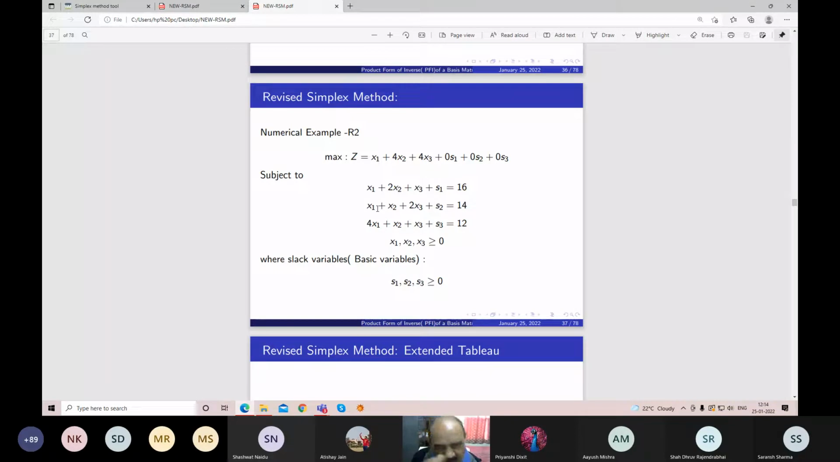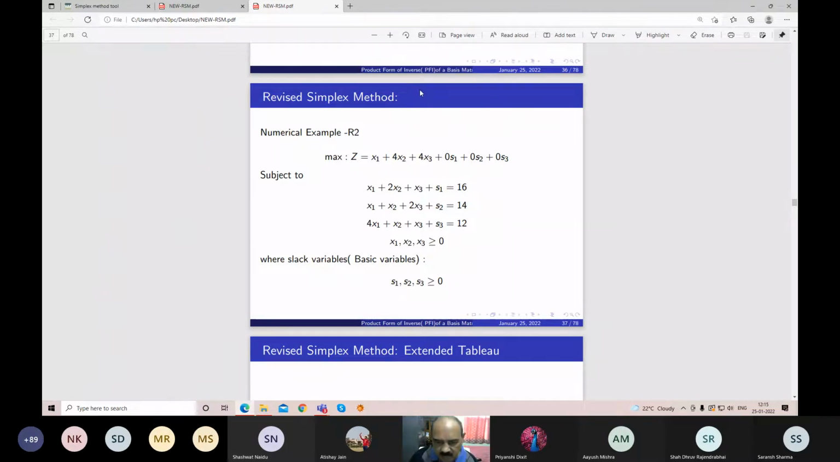If instead of maximum it is minimum, then 0, 0, 0 is the optimal solution. But this problem is given as maximum. So S1 equal to 16, S2 equal to 14, S3 equal to 12 is not an optimal solution. It is a basic feasible solution. Is it clear? Okay.